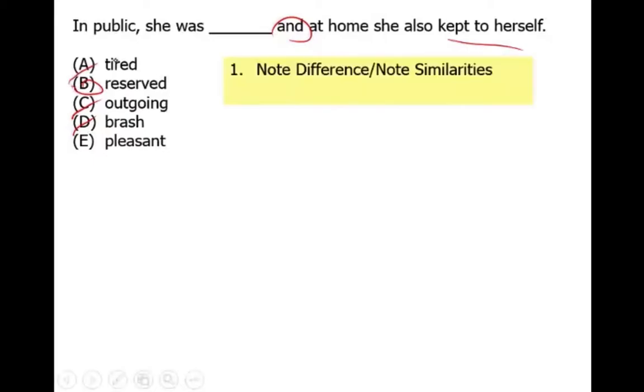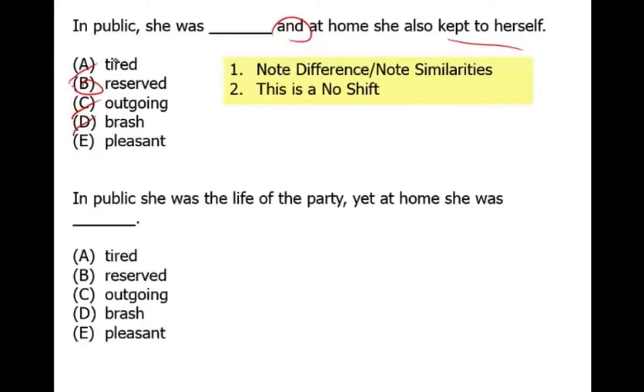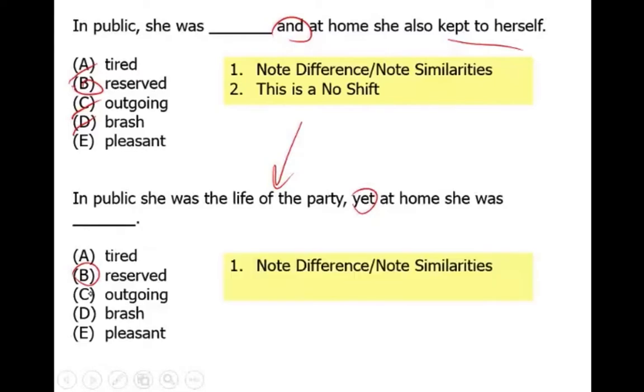But of course, the point here is to contrast this no shift sentence with one that is a shift. We see the shift here with the word yet. Now we have a contrast between life of the party and what's the opposite of that? Well, at home, she's the opposite of life of the party. She is reserved. The difference between these two sentences may seem very obvious, and it should be. The whole idea of and versus yet, or and versus but. Things get a little complicated when you move away from just simple words like this. Of course, the second one is a shift. The first one is a no shift.